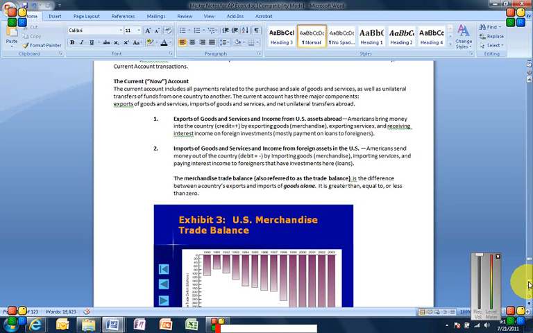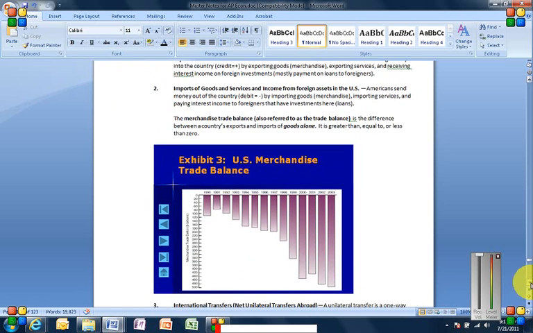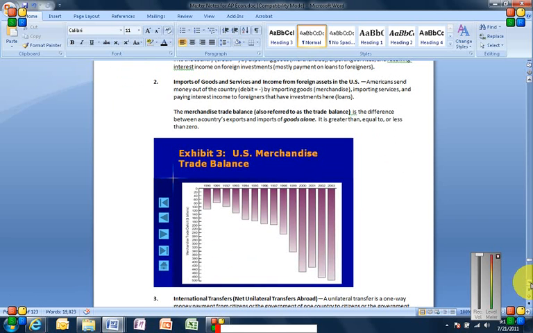Now, speaking of the merchandise trade balance, also referred to as a trade balance, which is the difference between a country's exports and imports of goods alone. This is only goods, not services, not transfers. The number can be positive, negative, or zero. And here are some actual figures from recent years for the United States. As you can see, a very significant and negative trade balance. Some people would say this is a trade imbalance. Now, whether this is good or not good depends on who you are and what your perspective is. Sometimes the knee-jerk reaction is, wow, that's bad news, but not necessarily to everybody.